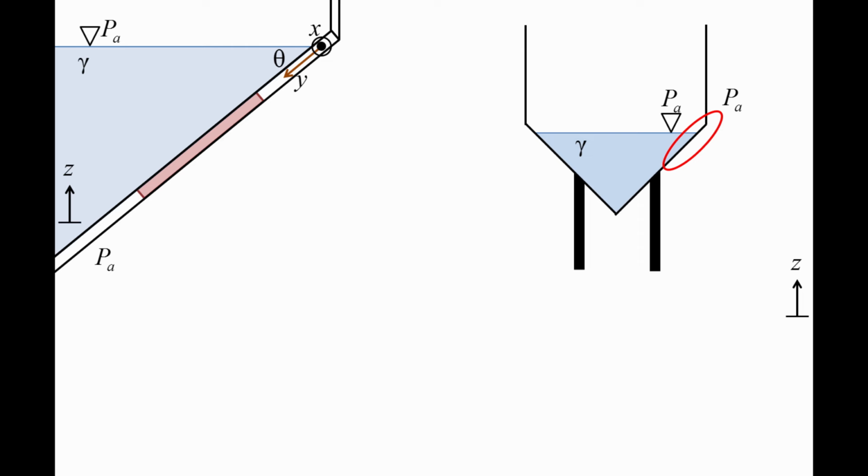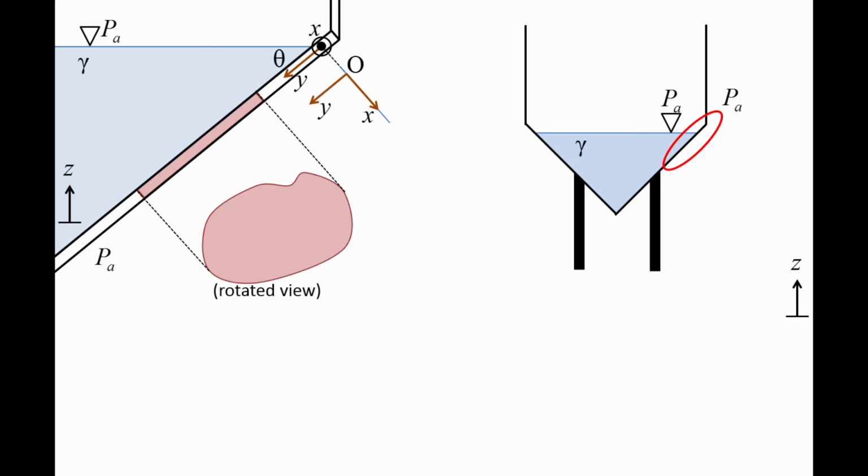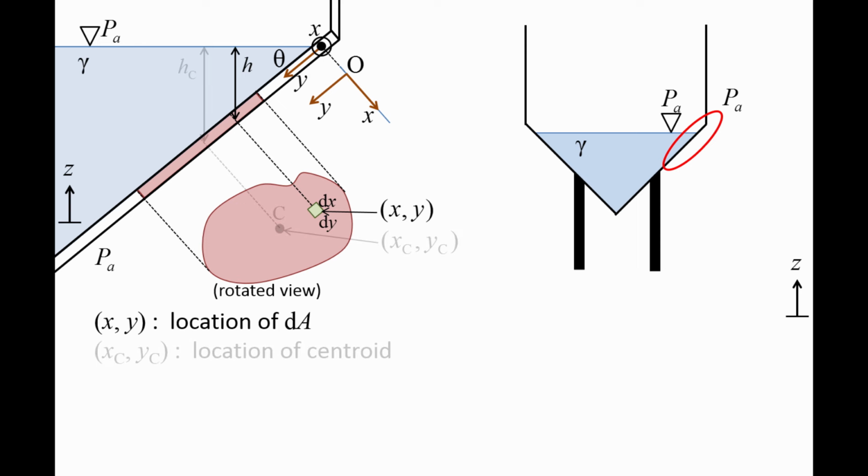The y-coordinate is oriented along the section of wall we wish to examine. We will need to examine some important points on the wall, so we rotate the surface 90 degrees about the y-axis to get a better view. Point xy is the location of some arbitrary small area dA on the wall. dA is the area dx times dy and is at a depth h from the free surface. Point C is the centroid of the wall and is located at coordinates xc, yc. The depth of the centroid from the free surface is hc.